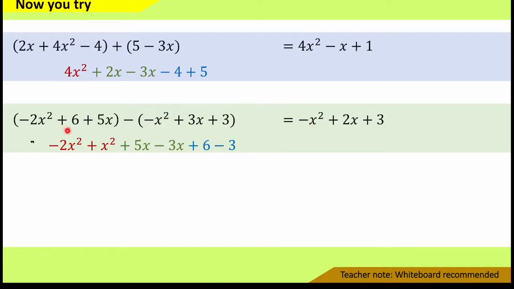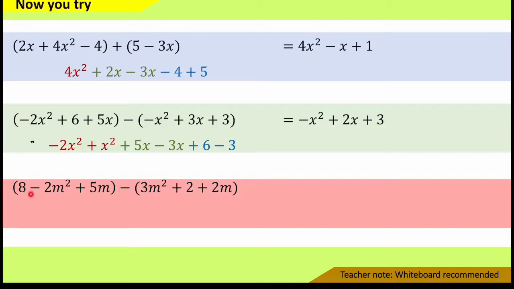Then I have 6 minus 3. So 6 taking away 3, that's going to give us 3. Then I have 5x taking away 3x, that's going to give us 2x. So you can just talk yourself through the answer if you wanted to.